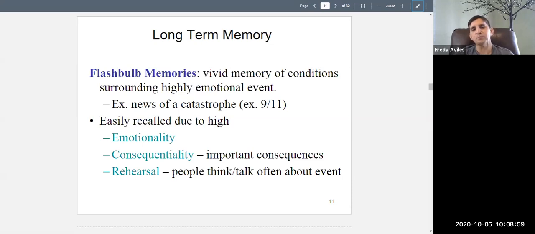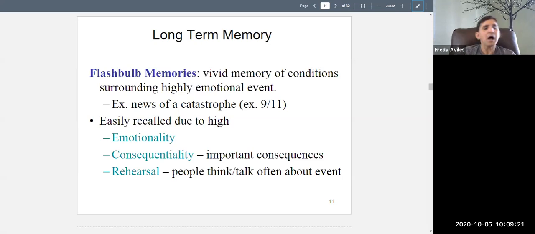Don't let that make you paranoid, right? If you're a law-abiding citizen, you shouldn't get into any trouble. But if you're doing stuff that's illegal, they might bust you, even if it's not terrorism related, okay? There's also a lot of rehearsal with that information. After 9/11, people talked about it and they thought about the event a lot.